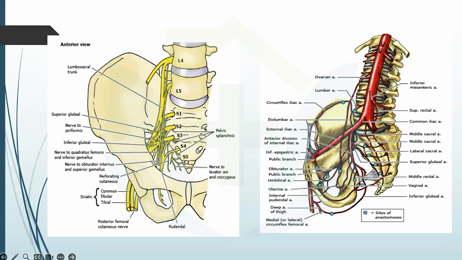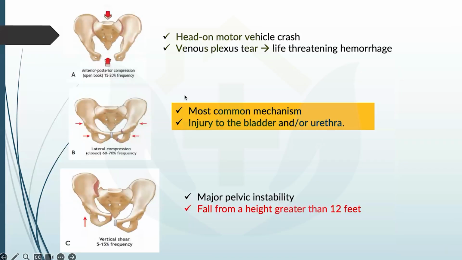The lumbosacral plexus and the branches of the internal iliac artery go through these structures. So in a nutshell, these are extremely vascular and neural structures that lie close to the sacrum and this pelvic region. It can be the result of a motor vehicle injury. Very commonly, a fall from a height of around 12 feet or more can cause a pelvic injury.